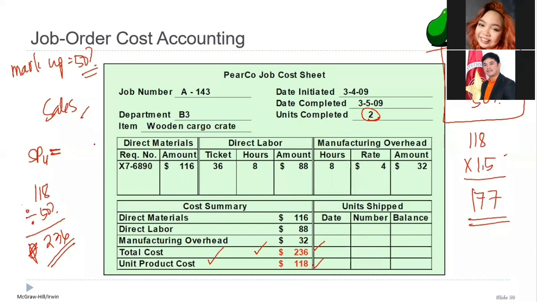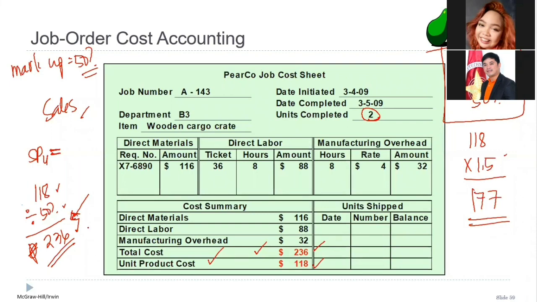So the sales is 100%. And to get to 100%, divide the known data by its percentage, which is also 50%. So 236 is our selling price per unit. Okay, I hope we are clear on that part. I'll just check if you have clarifications. There, almost all of you were caught. It's not 177, it's 236. So be careful with that.